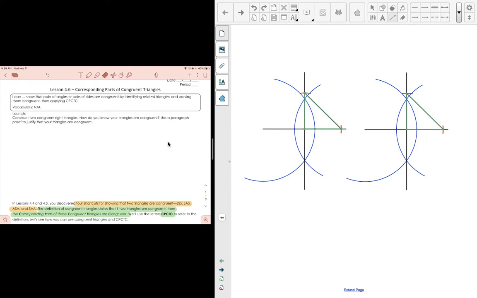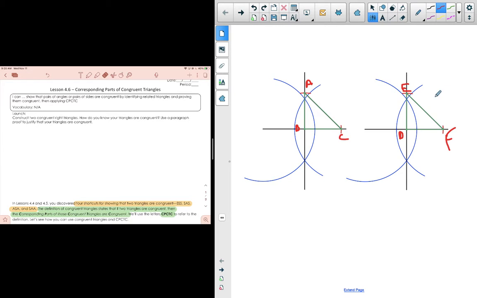Alright, so on the right of the screen, you'll see I have gone ahead and I constructed 2 right triangles, and what we want to do is explain how we know they are congruent in a paragraph proof. So if I were to label these points A, B, C, D, E, and F, then that way we can refer to the sides and different angles.